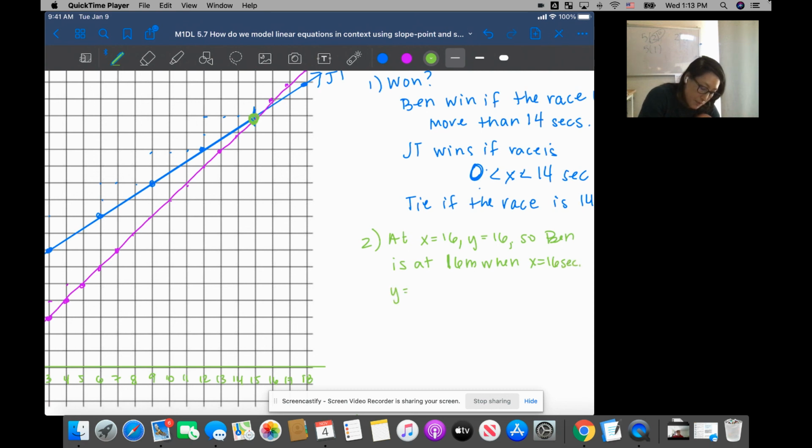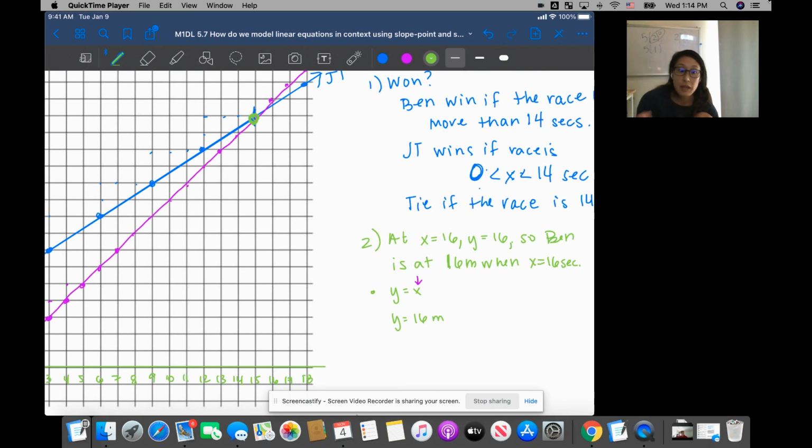Okay, in the equation, he has y is equal to x as his equation. So when the time is 16, when I replace x with 16, I get y is equal to also 16. So he is at a distance of 16 meters. So to find the coordinating x or y value in an equation, you just substitute it into the equation. If you're looking for the coordinating x or y value on a graph, you just look for the ordered pair on a graph. Okay.